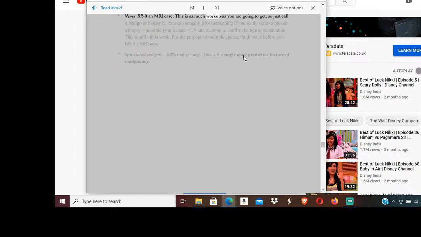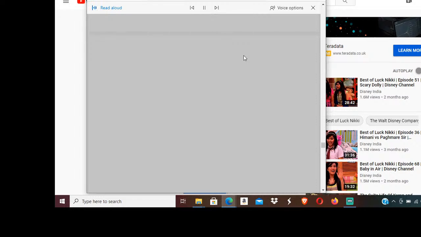This is as much workup as you are going to get, so just call it benign or biopsy it. You can actually BI-RADS 0 something if you really want to prevent a biopsy, like a possible lymph node, with US and mammo to confirm a benign sort of situation. This is still kind of weak. For the purpose of multiple choice, think twice before you BI-RADS 0 an MRI case. Spiculated margins equals 80% malignancy. This is the single most predictive feature of malignancy.